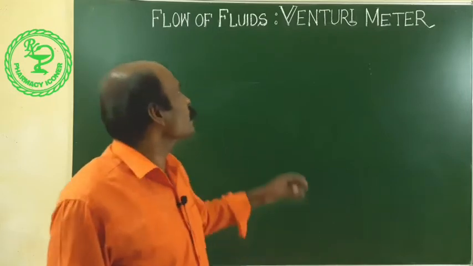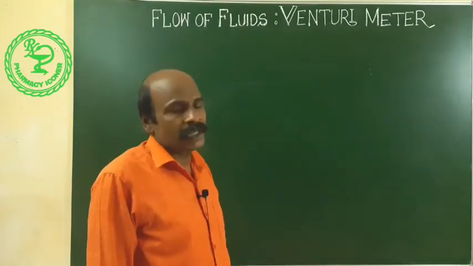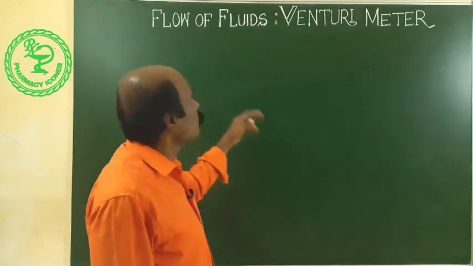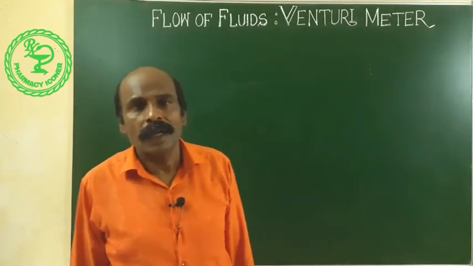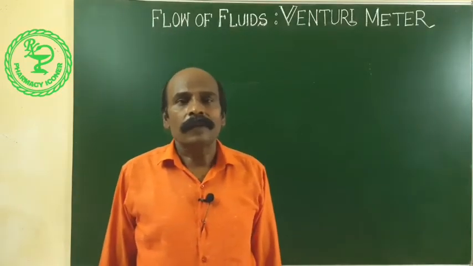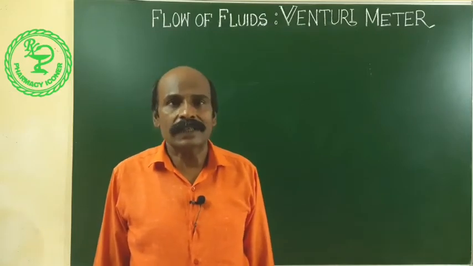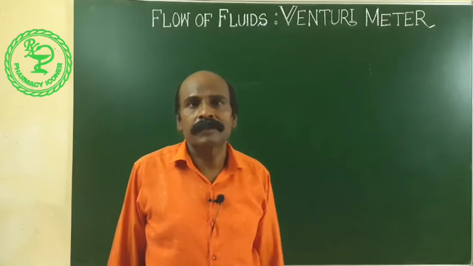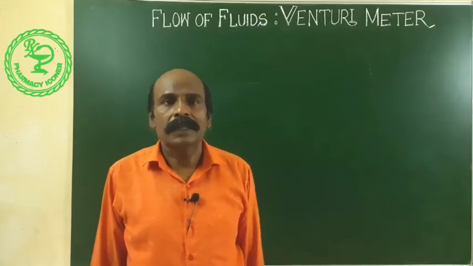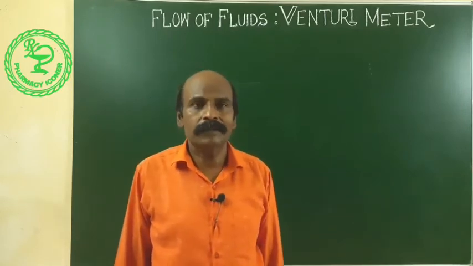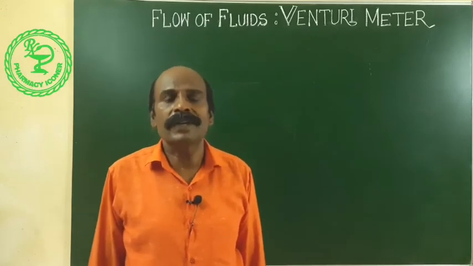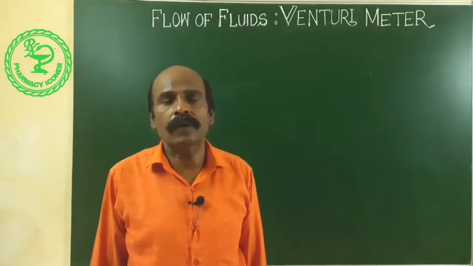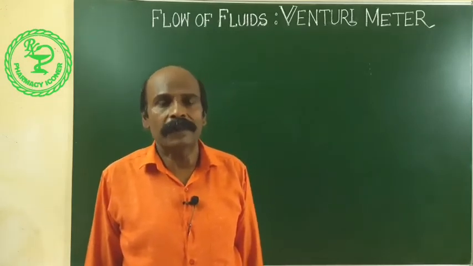Today's topic is venturimeter. It is under the fluid of fluids. So, in the last class we have discussed orifice meter. Today we will discuss about the venturimeter. Now what is venturimeter? Venturimeter is a device which is used to measure the rate of flow of fluid in the pipeline.